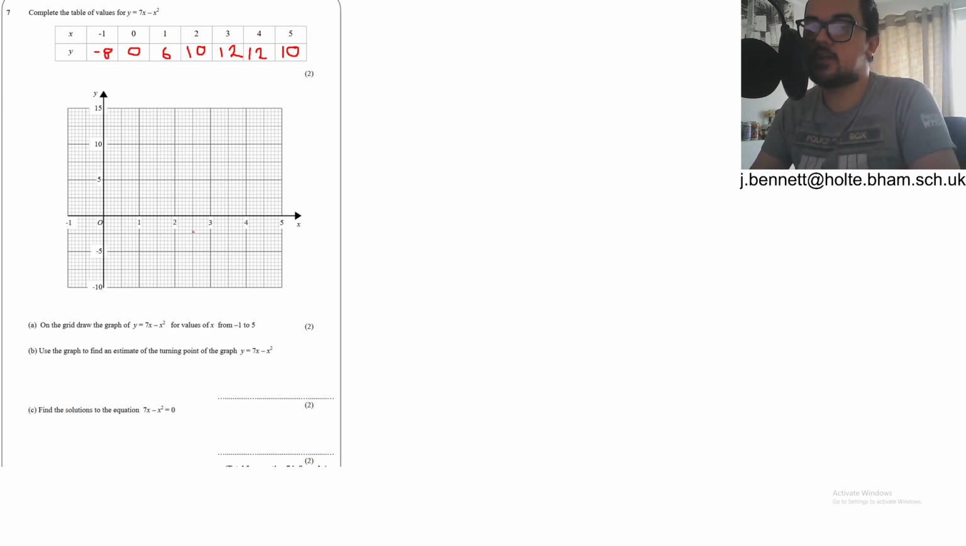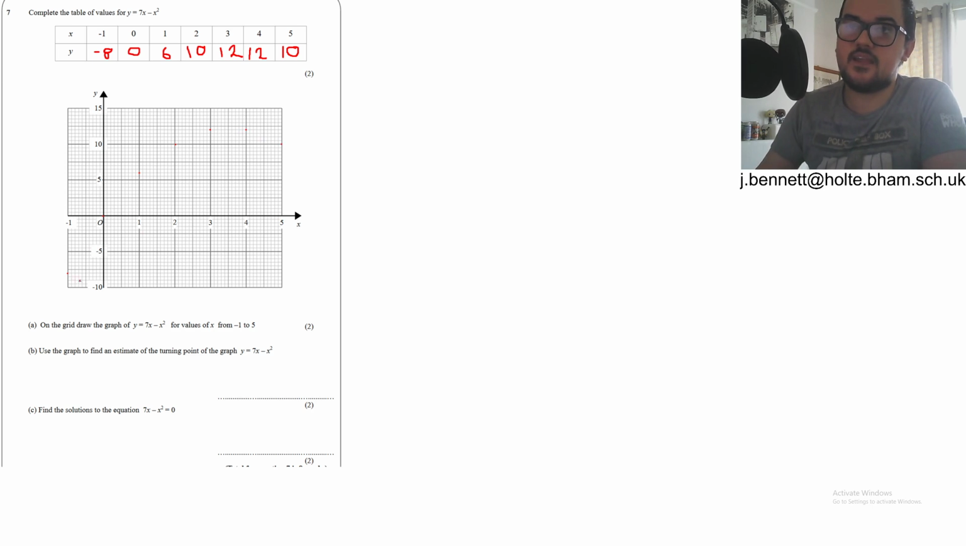So now it says on the grid, draw the graph for values of minus 1 to 5. So if we look at our minus 1, we have minus 8. So if we count minus 6, minus 7, minus 8, about here. 0 goes to 0, which is there. 1 goes to 6, which is about here. 2 goes to 10, which is there. 3 goes to 12, which is here. 4 goes to 12, which is there. And 5 goes to 10, which is here.